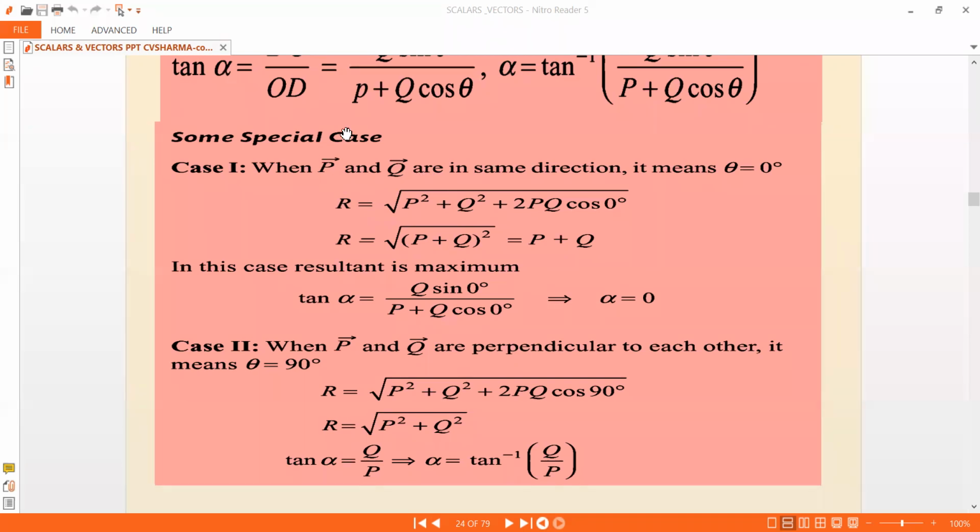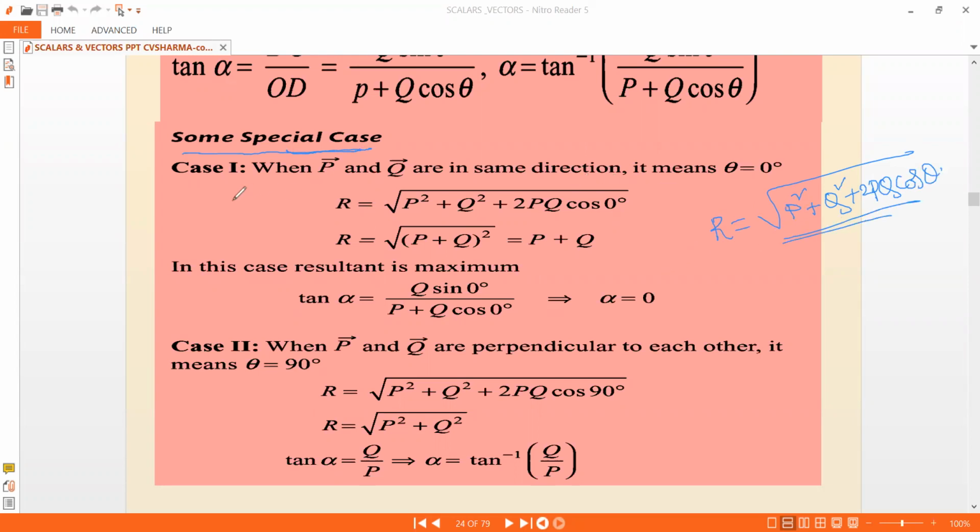Now, this is the vector. So, the special cases. What are the special cases? Some special cases about the only formula. This is the formula you have to remember: R is equal to square root of p square plus q square plus 2pq cos theta. If you remember this formula, all these questions can be done very, very easily.